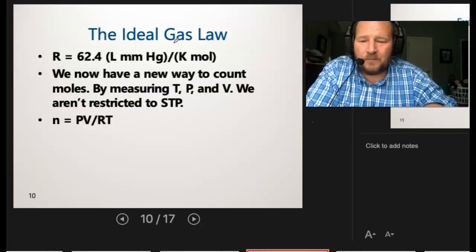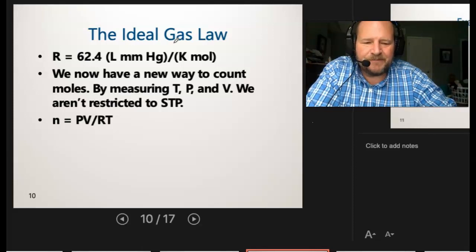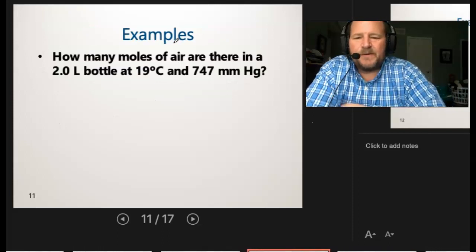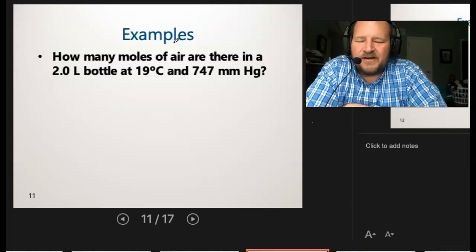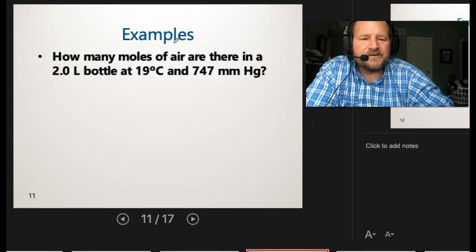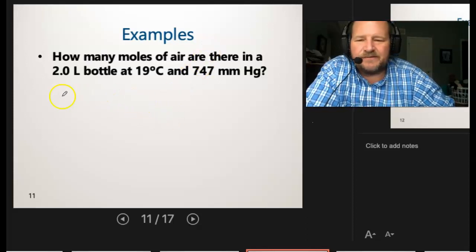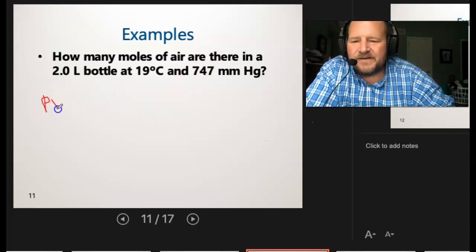Now, to figure out moles, we'll rearrange so that we get PV over RT. Okay, PV over RT. So what are some example problems? Well, how many moles of air are there in a 2-liter bottle at 19 degrees C and 747 millimeters of mercury? So again, as long as we know our R values, we can look those up and it's no big deal. So we're going to have PV equals nRT.